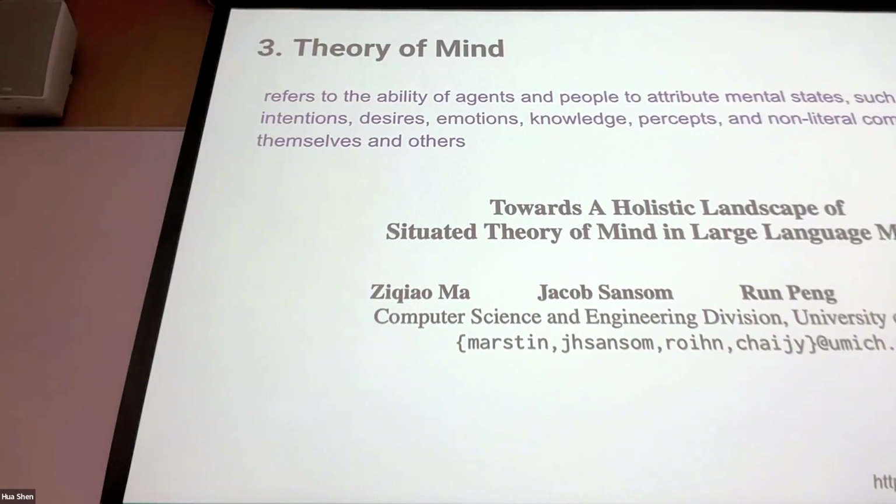First of all, this paper is a good summary, providing a holistic landscape of theory of mind. Theory of mind refers to the ability of agents and people to attribute mental states such as beliefs, intentions, desires, emotions, knowledge, percepts, and non-literal communication to themselves and others. We put it here as implicit human preference because all these mental states are really hard to recognize in an explicit way. That's why we need to make this mind more explicit to put into the model.